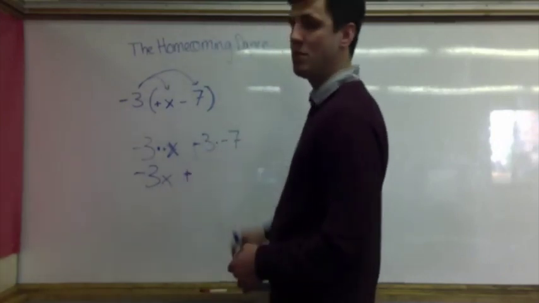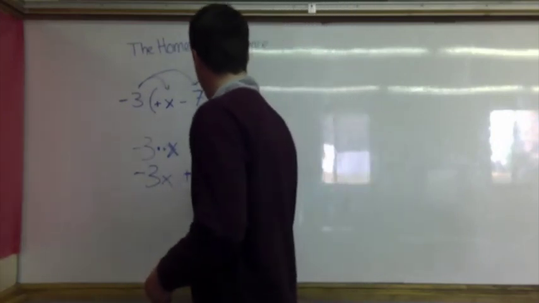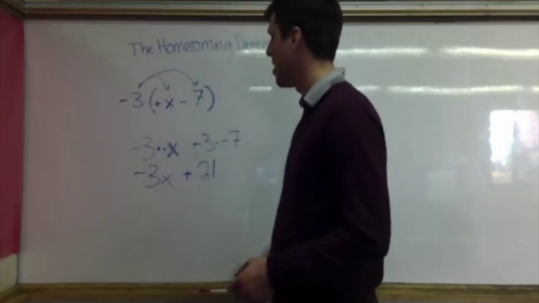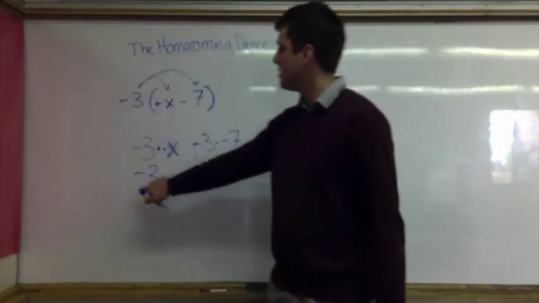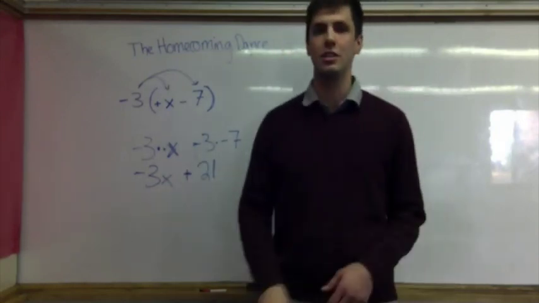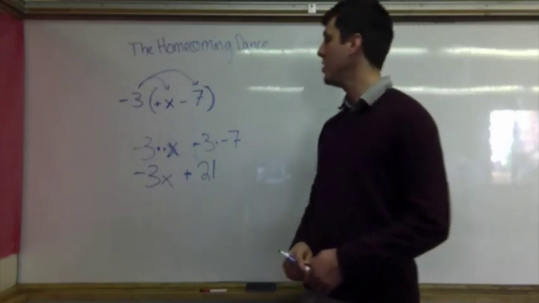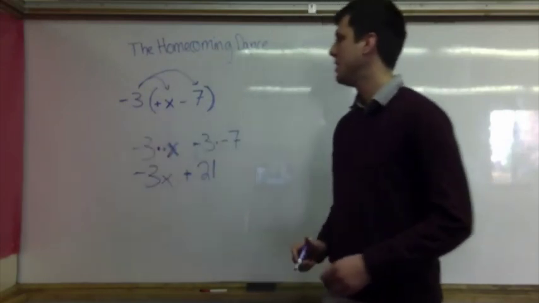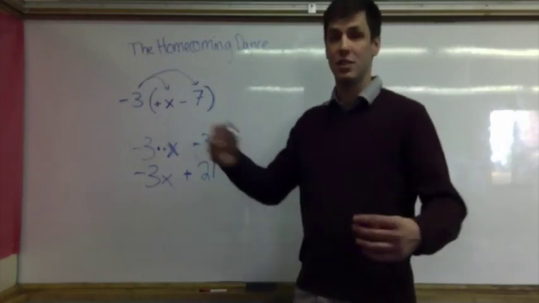Now, what is 3 times 7? That's going to give you 21. So you have a positive 21, positive experience 21. And what we have down here is -3x plus 21 when we put it all together. And there you have it. That is the answer you get when you distribute -3 to x minus 7, or positive x minus 7.